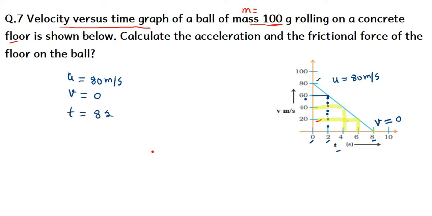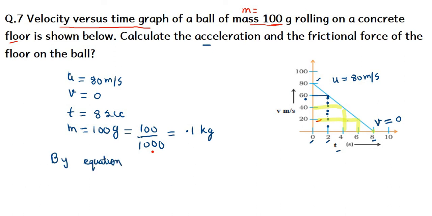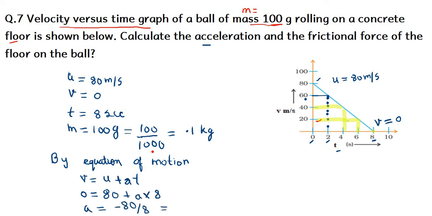We can write the initial part of the solution, student. Mass is not in the standard form, so we can convert it into kg. By equation of motion, we have v, u and t. So we can find the acceleration by the first equation of motion. Placing the values, we will have acceleration as minus of 10 meter per second square with a negative sign. That means it is retardation, negative of acceleration, or we can say the speed of the ball is decreasing.